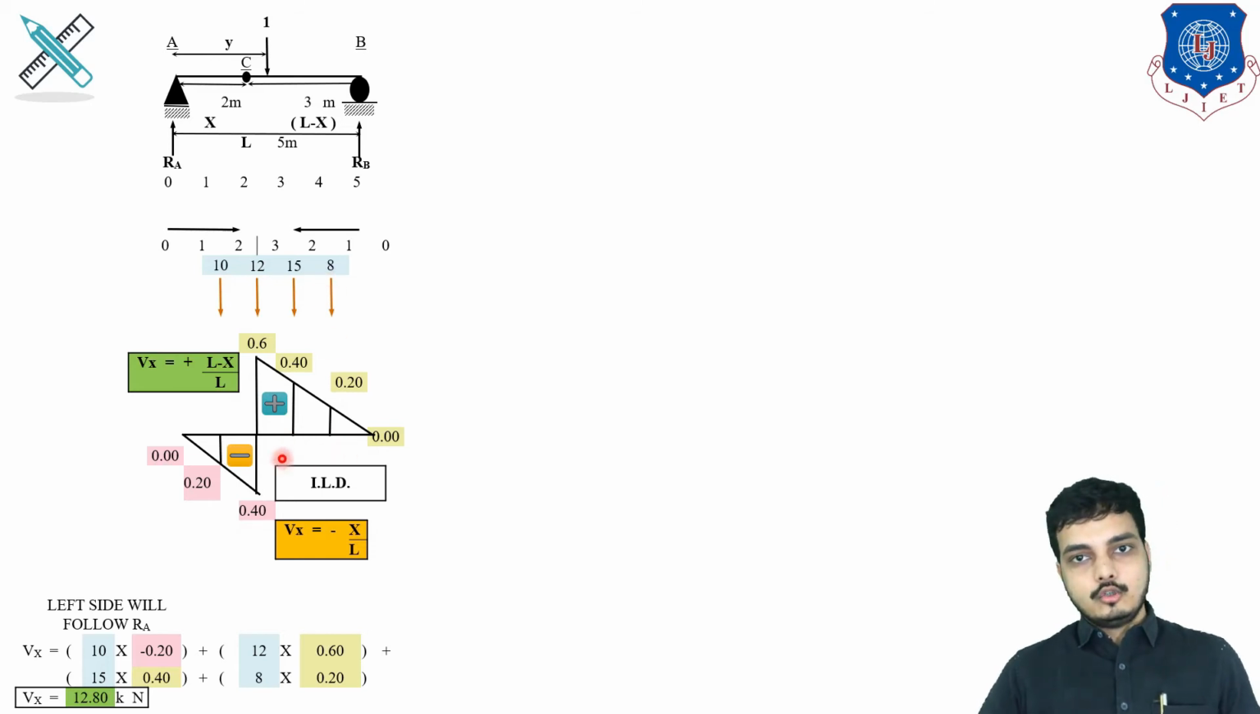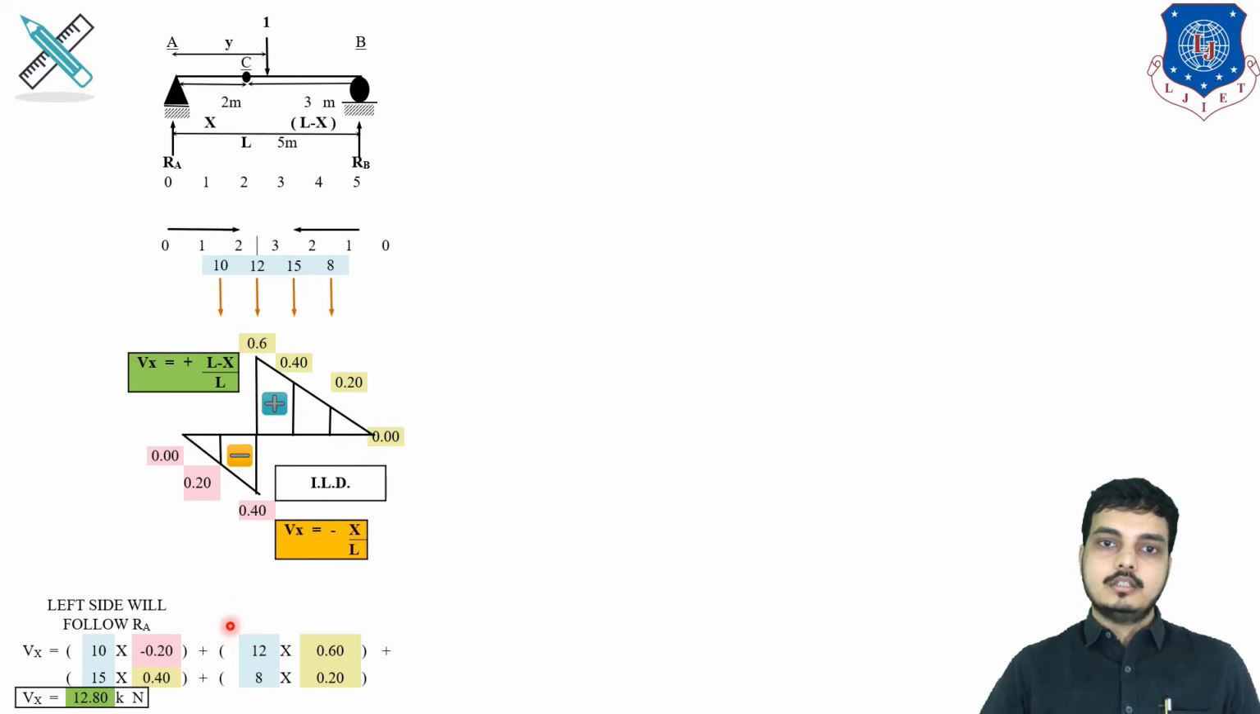Now here there are two sides of Vx, negative Vx and positive Vx. So there will be two values of Vx, shear force. Left side will follow Ra and right side will follow Rb. Means here you can see, if I am standing in the center of the beam, left side reaction support is Ra and right side reaction will be Rb. So as there are this many values, where to put what value, let's see. Now here, written for left side it will follow Ra.